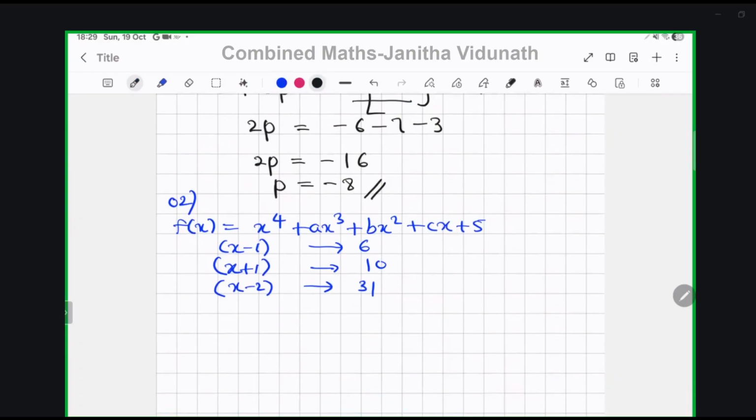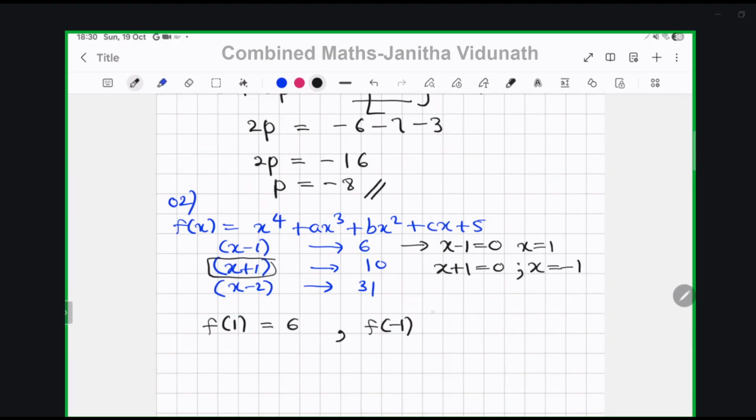That means when we divided by x minus 1, we set this to 0. That means x equals 1. Then the remainder should be f(1). They have mentioned that f(1) is equal to 6. Likewise, they have mentioned f(-1). That means this is our second divisor. We set that divisor to 0. Then we will get x equals minus 1. That means f(-1) equals 10.